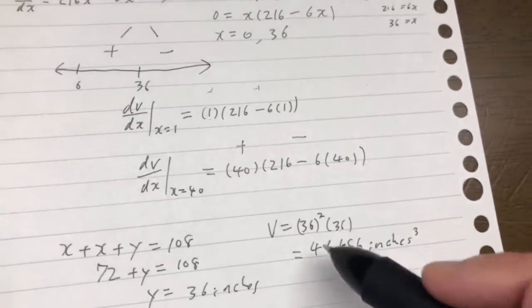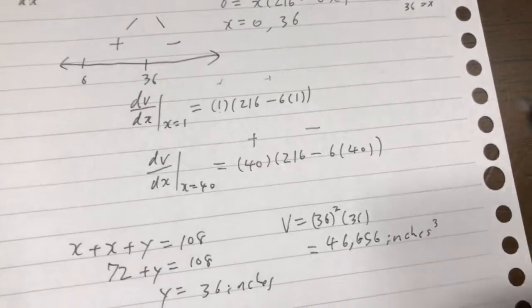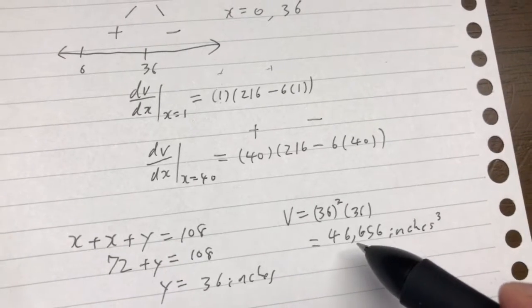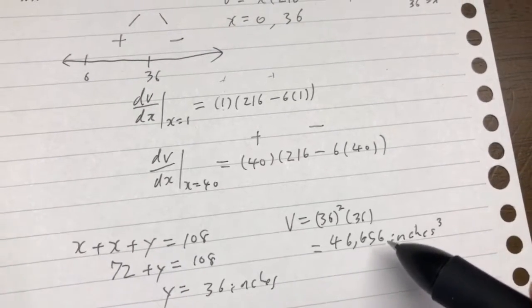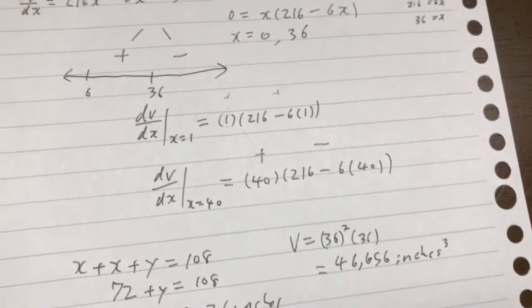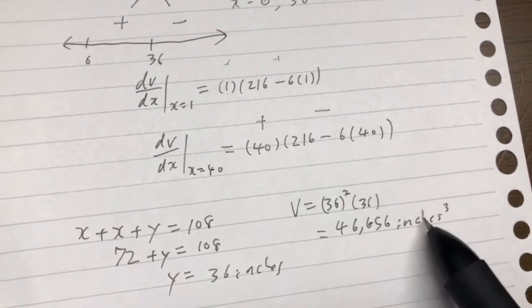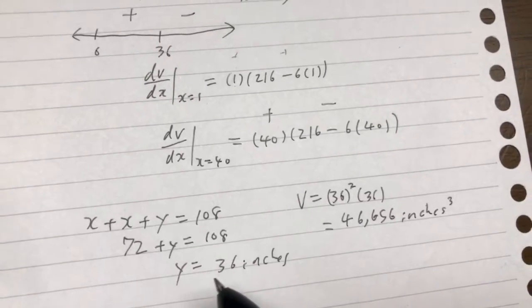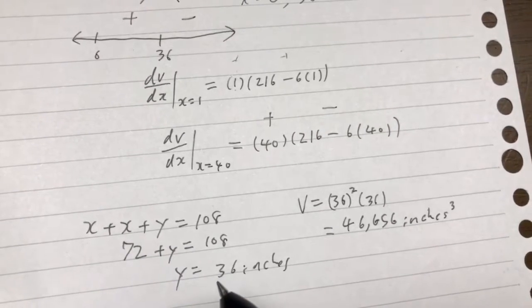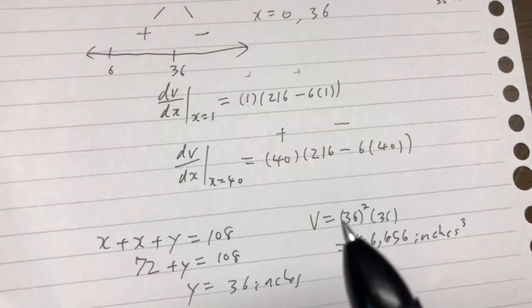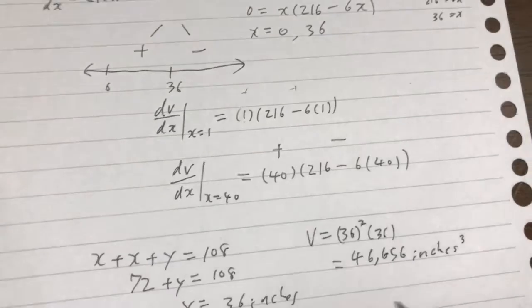And when we multiply that out, and when I punched it on the calculator, we got 46,656 inches cubed. And so that's the volume, and the dimension, height being 36 inches, length and width as well.